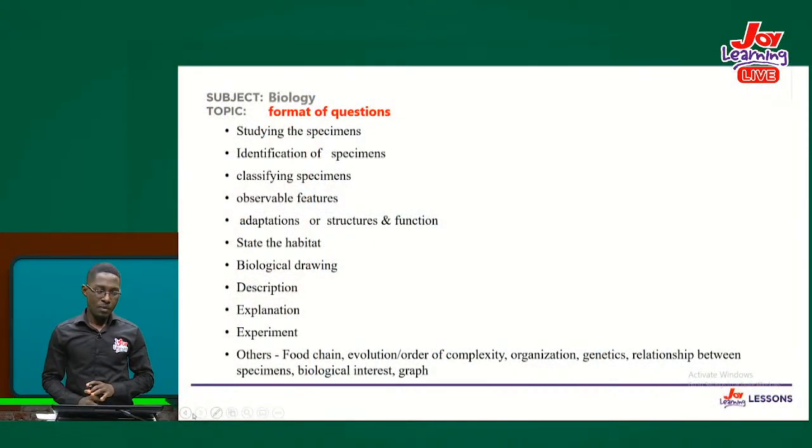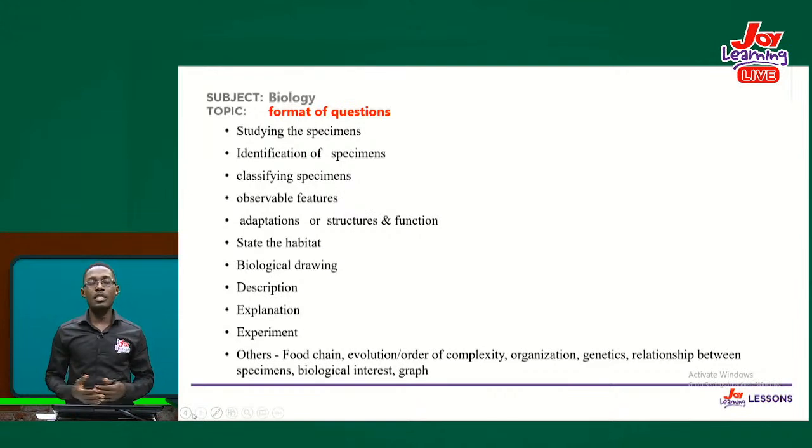We'll start with the format of the questions, how the questions are presented to us in the exams. It may come in the following ways: study the specimen, identify the specimen, classify the specimen, state observable features. Then we get into the adaptation type of questions. They may also usually ask you for the habitat. Then you get into biological drawings. We'll also look at description, explanation, how to tackle experimental questions. Then those I call the other questions.